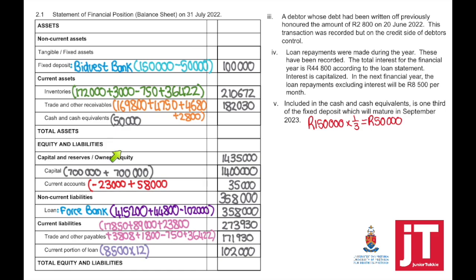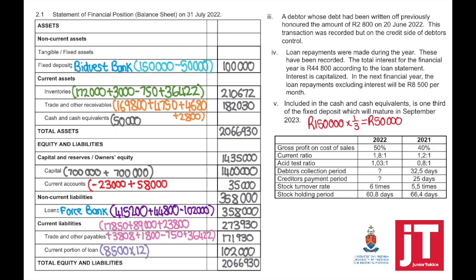Owner's equity plus non-current liabilities plus current liabilities equals my total equity and liabilities. You should know that your total equity and liabilities must be equal to your total assets.